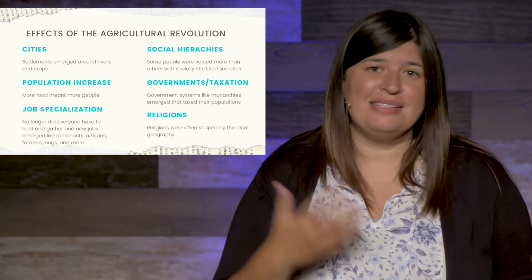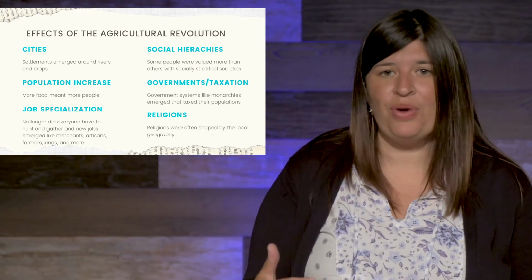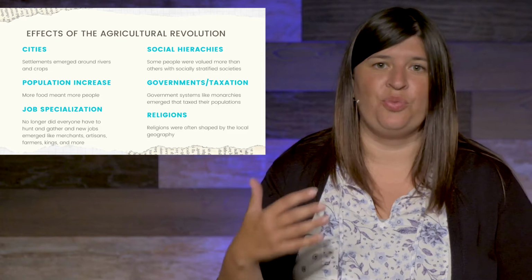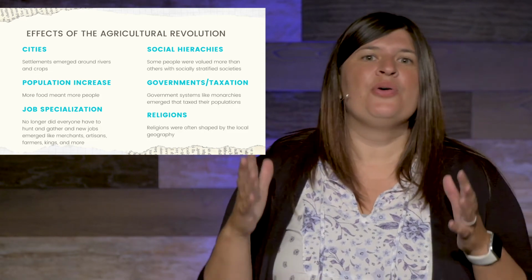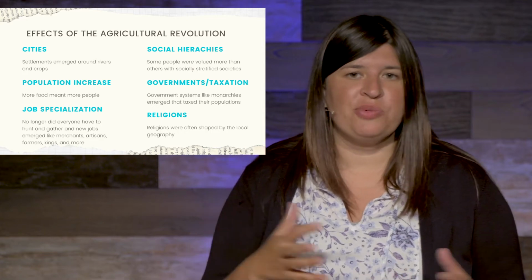And speaking of kings, people created governments. And with that, they had taxation systems. They kept records of taxes, which led to record keeping and writing systems. Religions also emerged and often were shaped by their local geography. Now, these earliest civilizations emerged around rivers because, again, food, shelter, and water were the key to surviving.